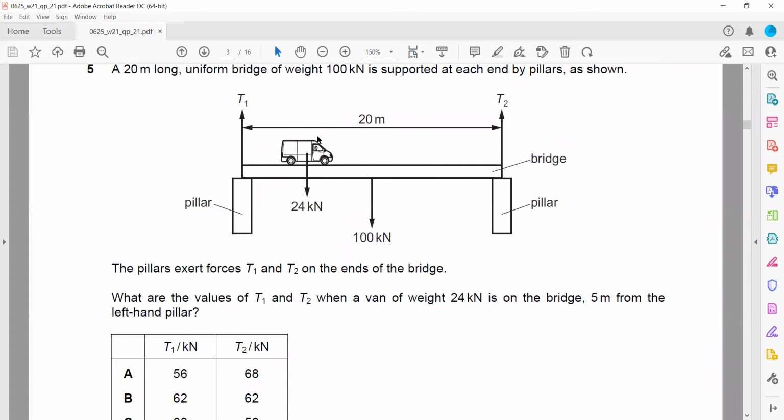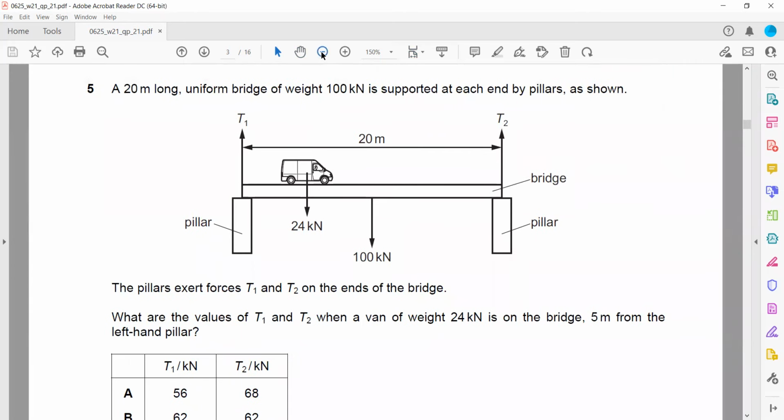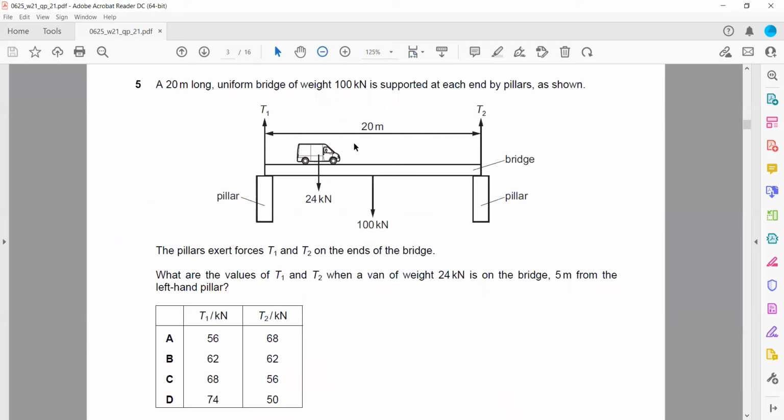In question 5, a 20-meter long bridge is there, as you can see on the figure, and it is supported. The weight of this bridge is 100 kilonewton or 100,000 Newton. And there are 2 pillars, each applying a force T1 and T2 at the end of the bridge. What are the values of T1 and T2 when the van, which is 24 kilonewton or 24,000 Newton, is on the bridge, which is 5 meter from the left-hand pillar? So this distance is 5 meter.